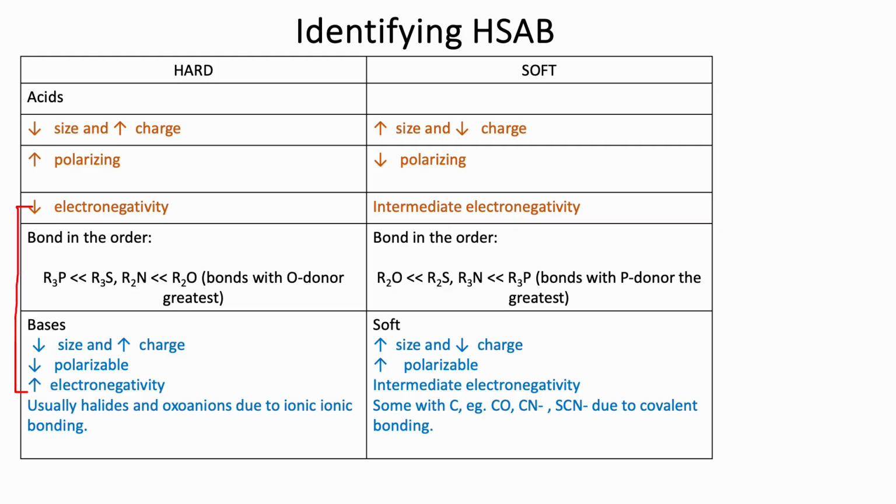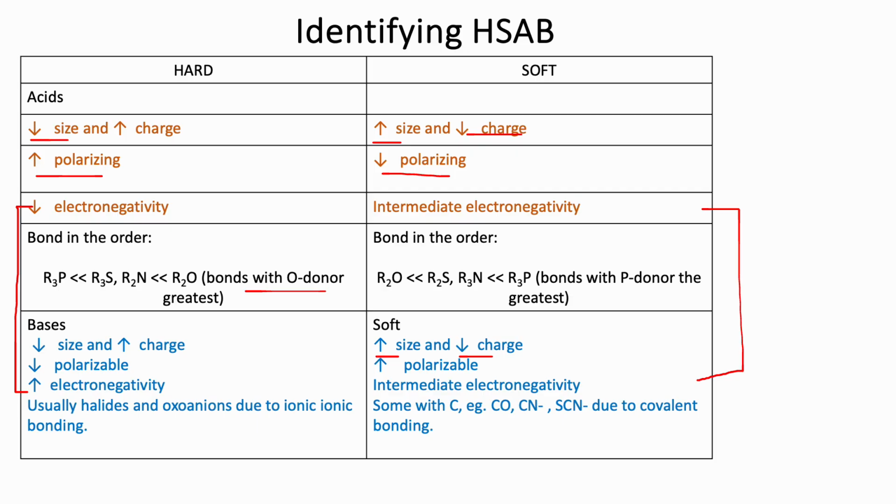Why? Because you are forming an ionic compound. For this one, intermediate lang electronegativity because you are only forming covalent bonds, no, or compounds. Right? For your soft acids and soft bases, it should have a big size, no, but low charge. If it's a soft acid, it should be weakly polarizing because it has a big size, compared mo kay imo hard acid. It has a small size, meaning it is strongly polarizing.